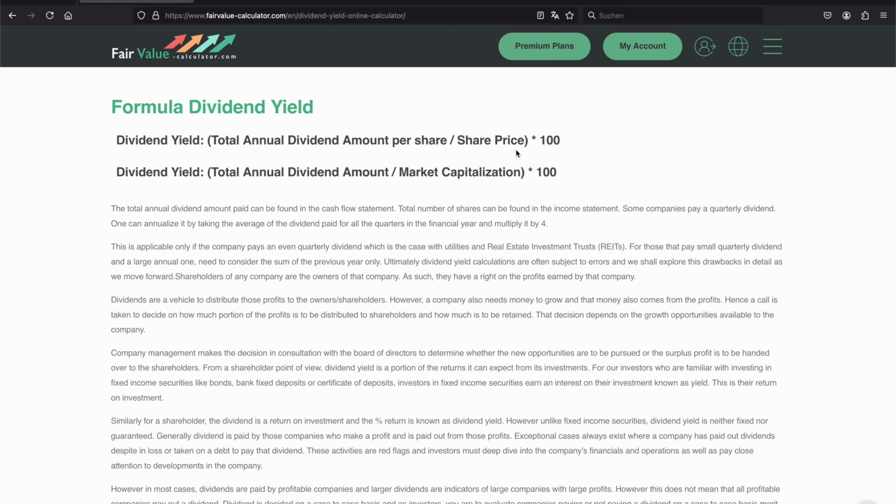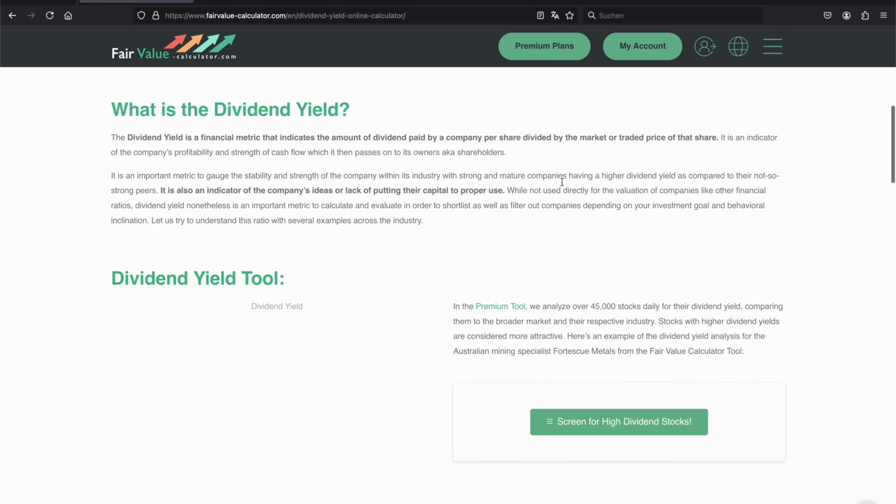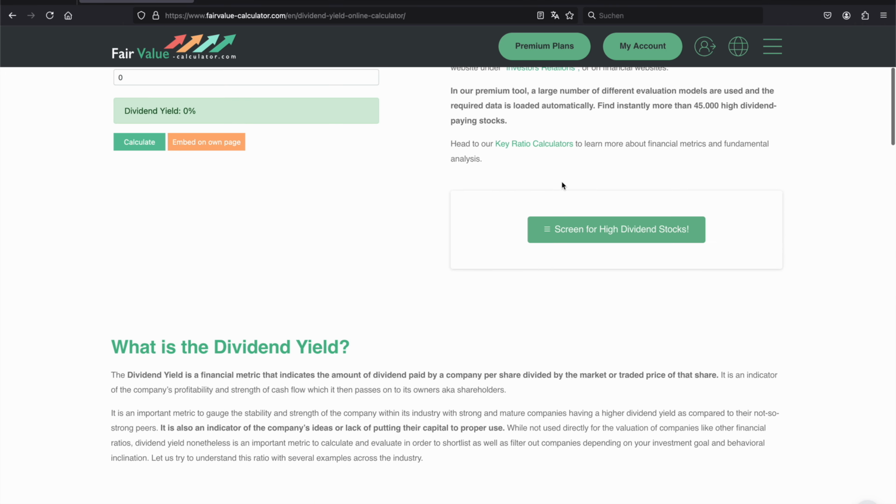This metric is particularly important for investors who prioritize income, as it helps them evaluate the return on their investment provided solely by dividends, independent of stock price fluctuations. The dividend yield is an essential tool for assessing a company's attractiveness to income-focused investors.